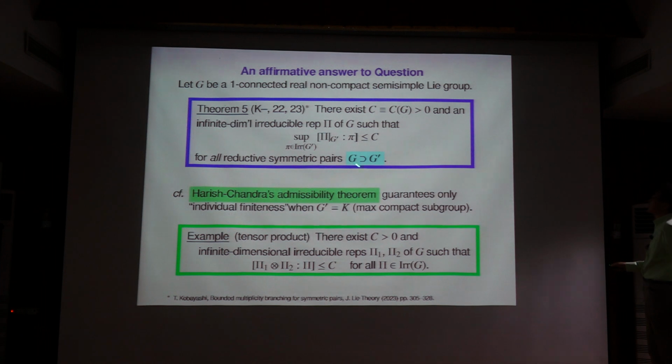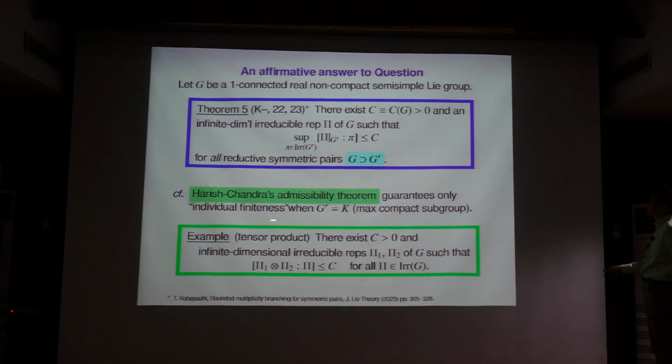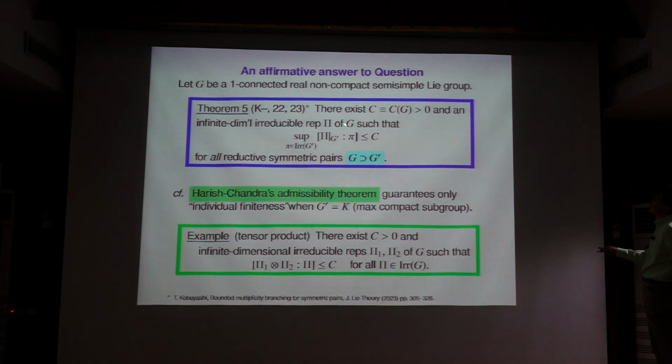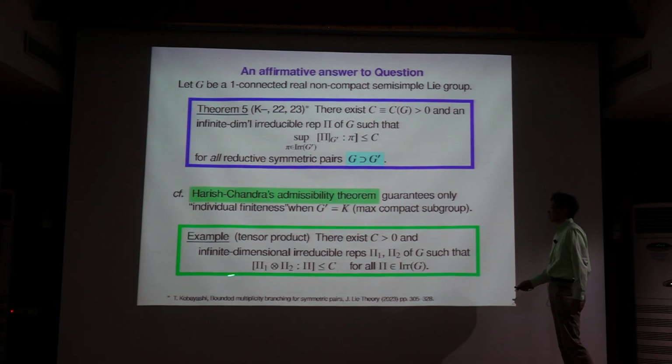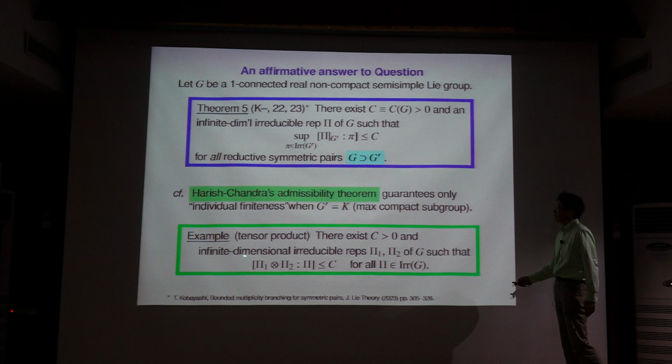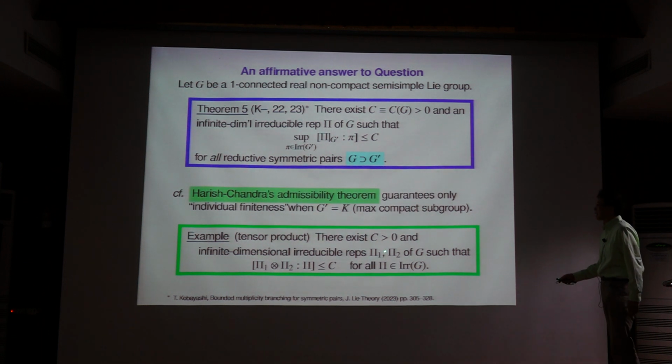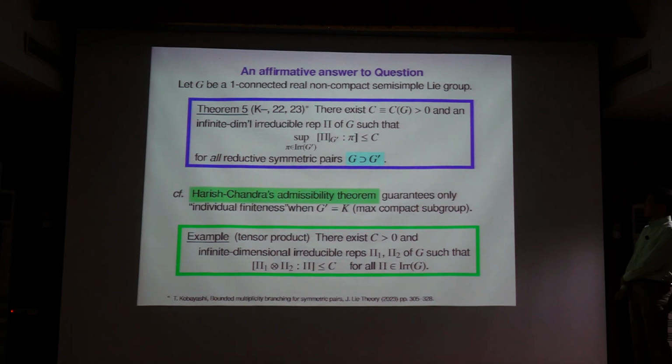So we know that even for G prime's case, the Harish-Chandra admissibility theorem guarantees only individual finiteness. But the condition here is uniform boundedness. And so we need to take specific representations. A special case is the tensor product case, where we can also find a pair of irreducible infinite dimensional representations pi 1 and pi 2 such that the tensor product has the uniformly bounded property.